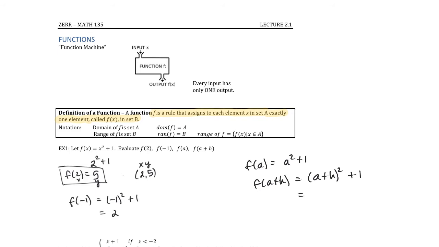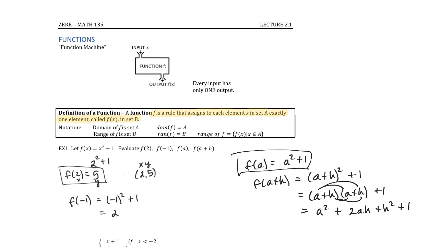And then we can actually work this out. A plus h times itself. So that would be a squared plus ah plus another one, so plus 2ah plus h squared plus 1. Okay, so that's that one. And here's that one. And then we had f of -1 was -2.